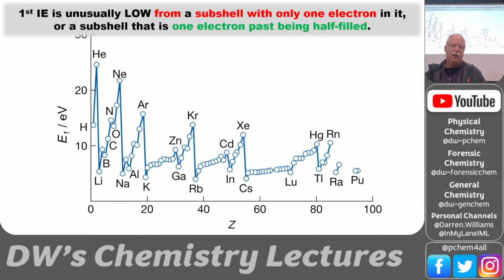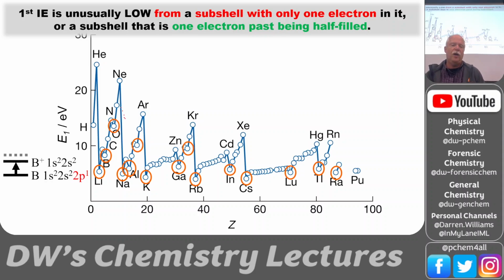Okay, so these are locations like all of these, the lithium, boron, sodium, aluminum. Like look at boron. Boron is one electron past the 2s2, so it's just got one electron in a subshell. It'd be real easy to pull that out. And so that's what we see. If we can get rid of that extra electron, we form a really stable cation.